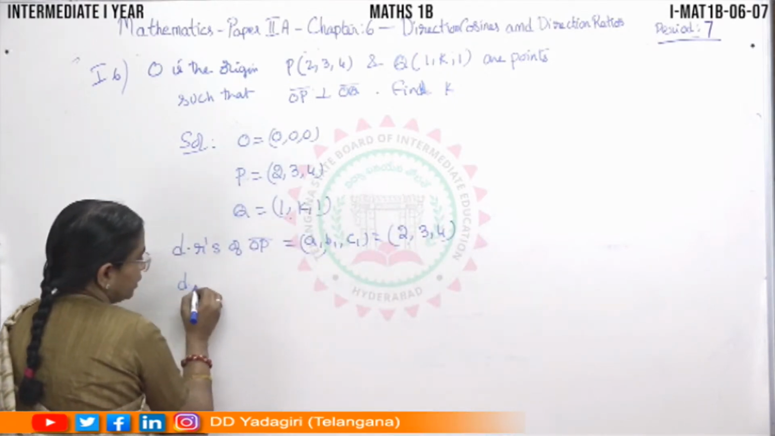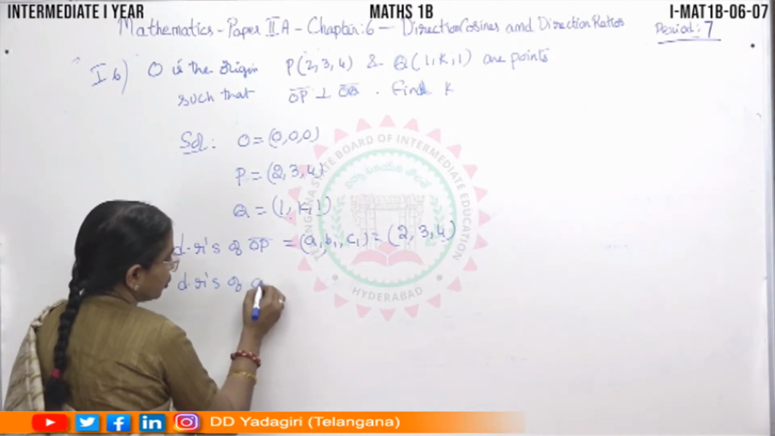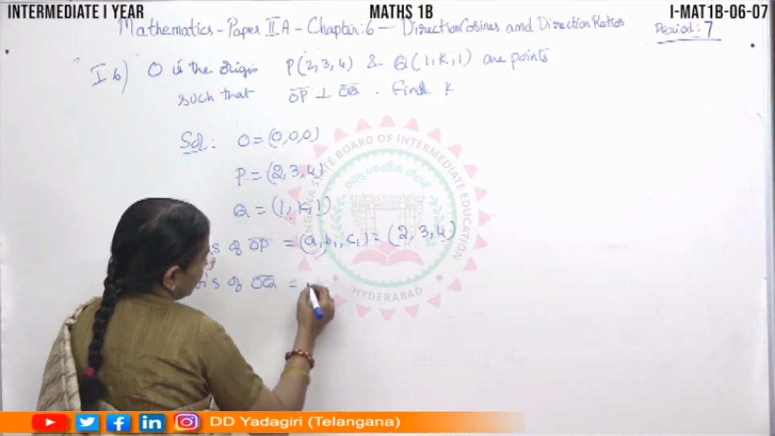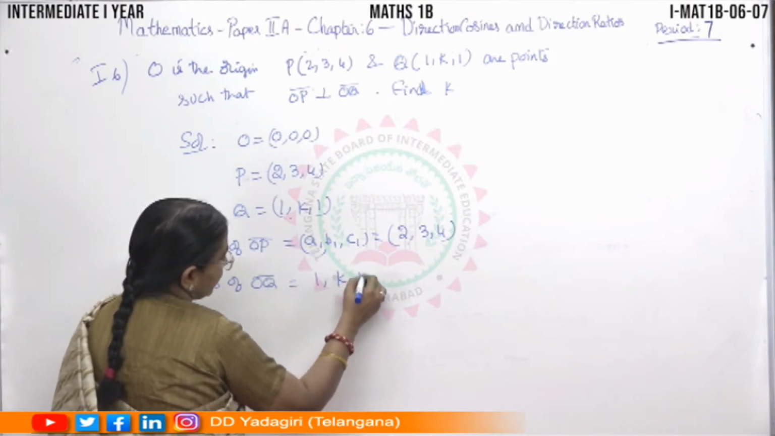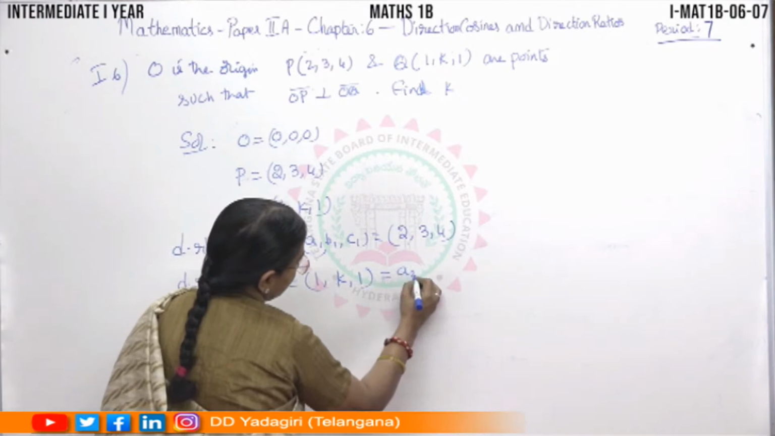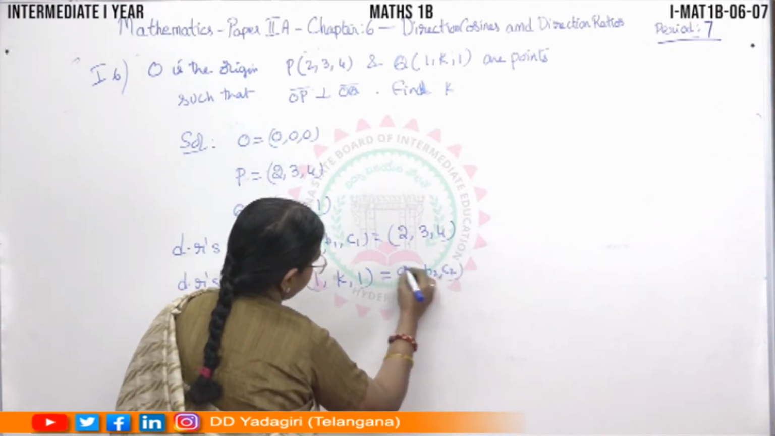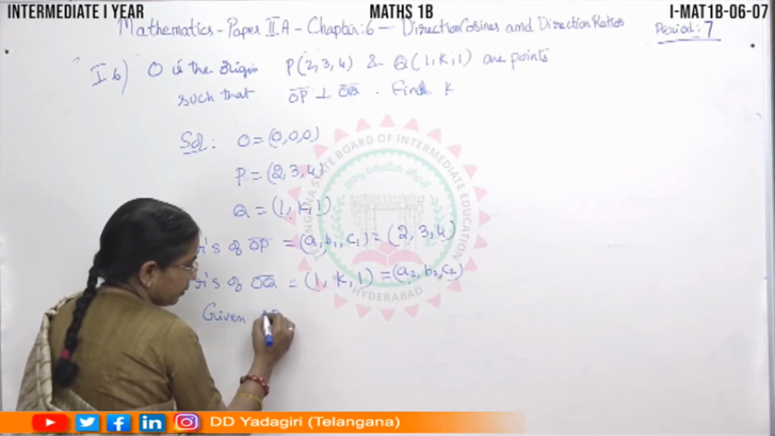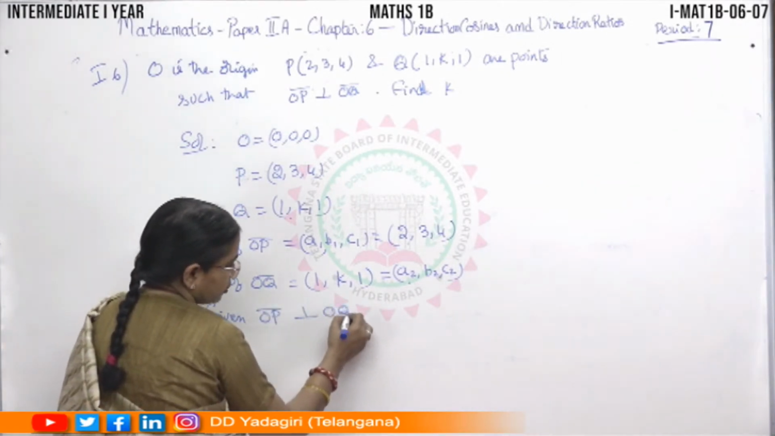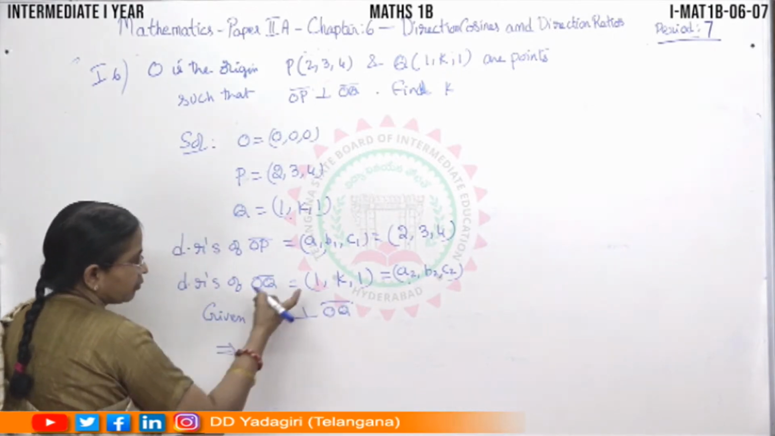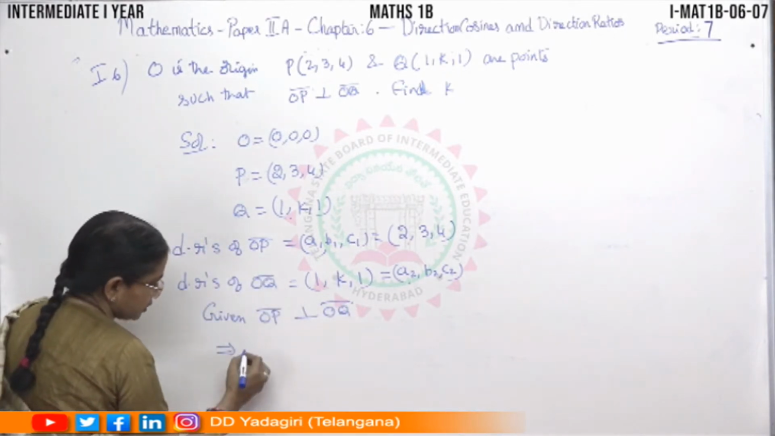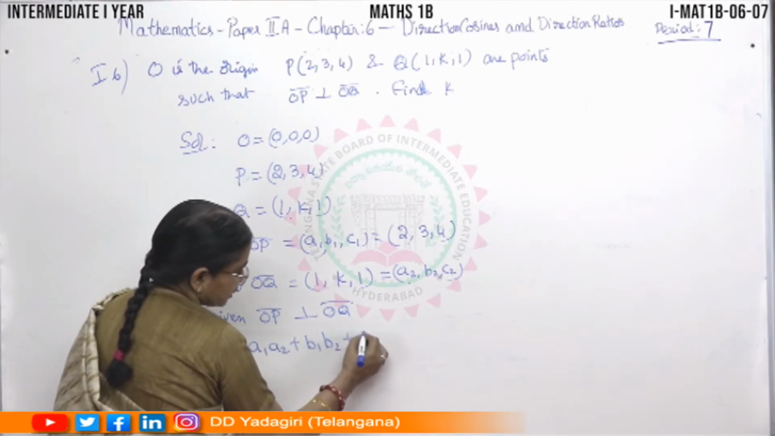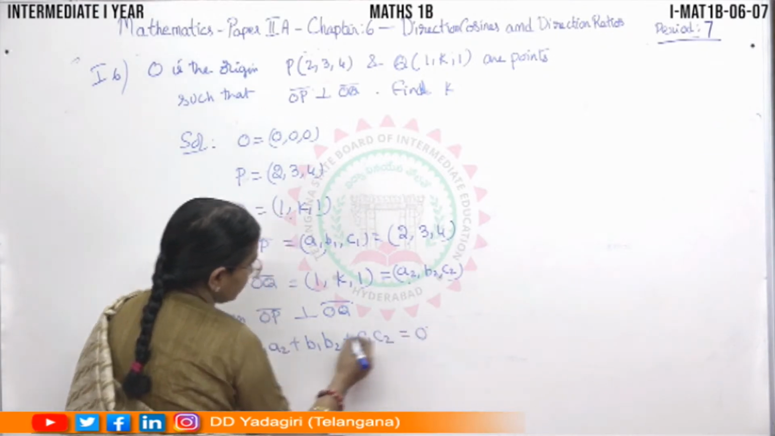Now we'll find the direction ratios of OQ, because we are given OP and OQ. So OQ means again 1 minus 0, 1, K, 1 only. So name them as A2, B2, C2. Now what is given? You are given that OP is perpendicular to OQ. So that means the sum of the products of direction ratios should be equal to 0. So it implies A1A2 plus B1B2 plus C1C2 is equal to 0.